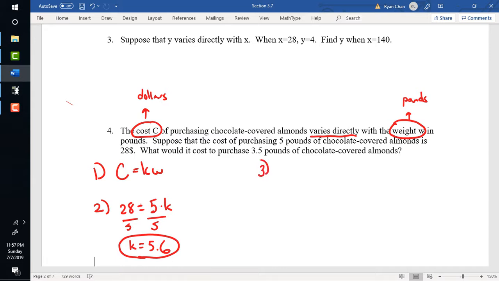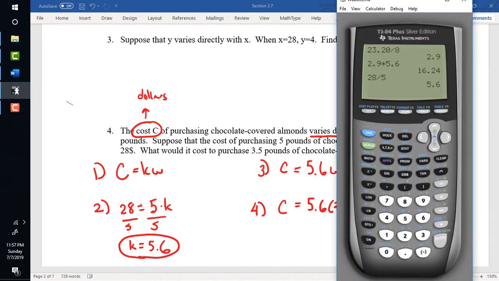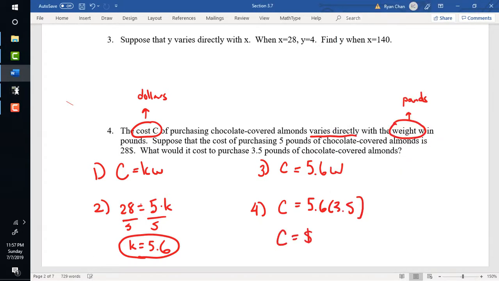So that means K will always be 5.6. I'm going to reestablish. So when I say reestablish, it's just saying I'm redoing my variation, but now I know my K, so I just replace my K with that number. And it says, how much will it cost to purchase 3.5 pounds? So I'm going to multiply and plug this in. So cost is $19.60. Okay, so we're going to do another example.